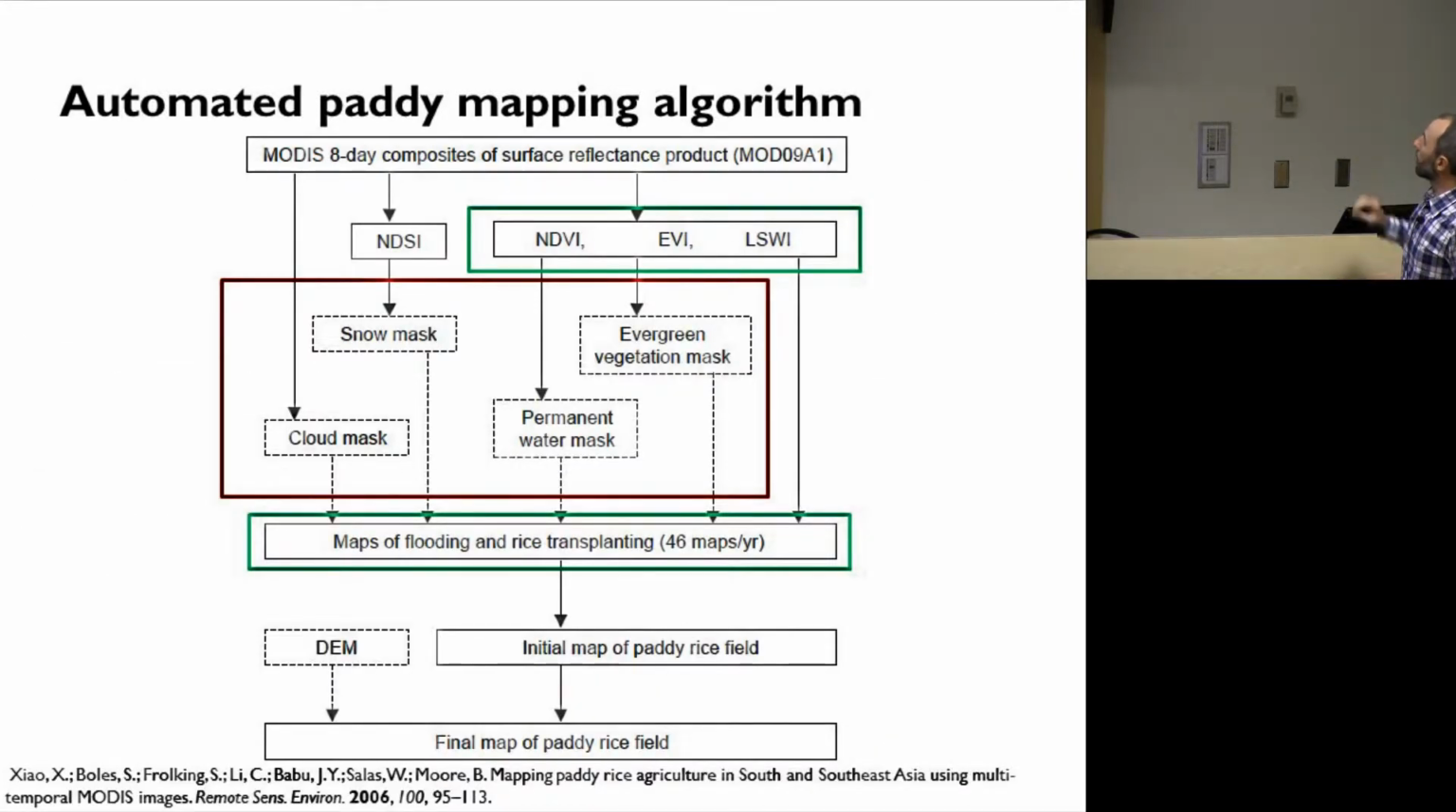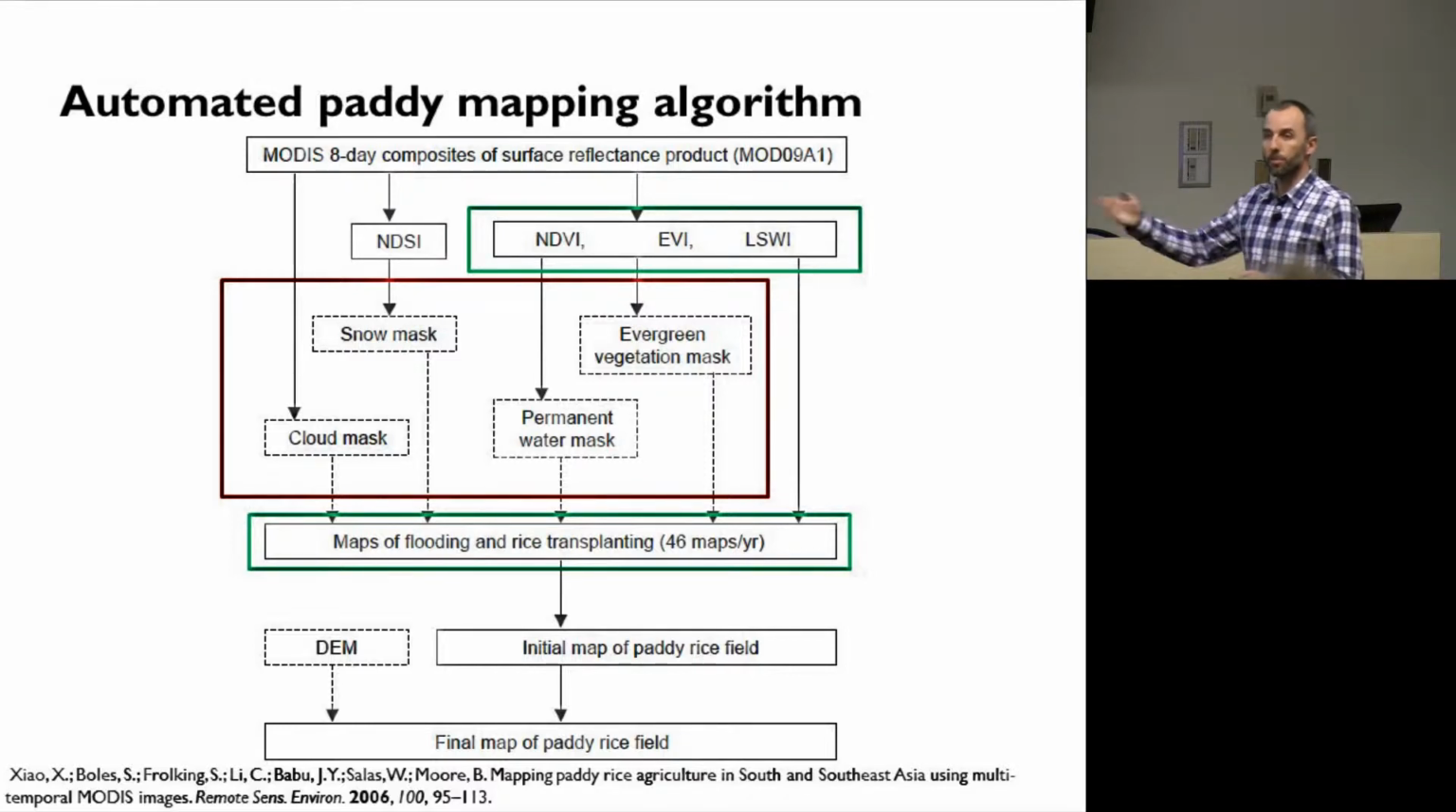The algorithm looks a little bit like this, so you're using a lot of other data sets too. You're trying to mask out a priori, get rid of the clouds, take out the snow, make sure we get water removed, take out evergreen vegetation. So you can use this temporal data to take all this stuff out. And then you're left with an area that potentially is rice. You do a few other checks based on slope and elevation and other things, and in the end you come up with a map that shows you where rice is grown. That's the principle.